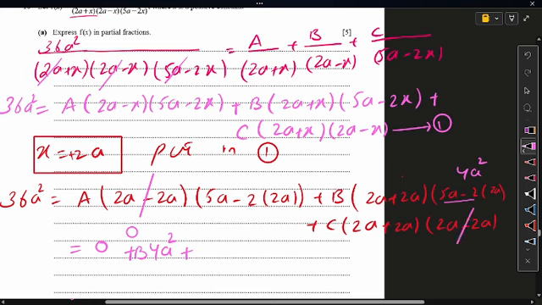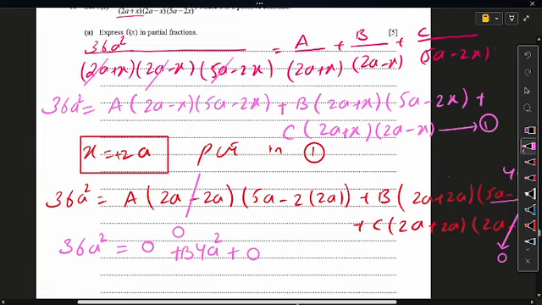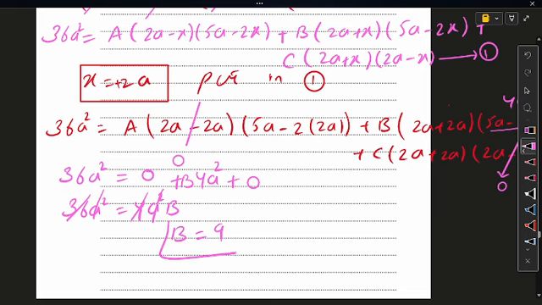2a minus 2a obviously becomes 0, and 0 times by c will also become 0. It means that whole factor for c will die, and the retaining answer would be 36a square 0 plus 4a square b, and you are able to get the value of b from that. So that becomes 36a square, which is equals to 4 times of a square b. A square cancel. 4 times 9 is 36. So b is equals to 9.